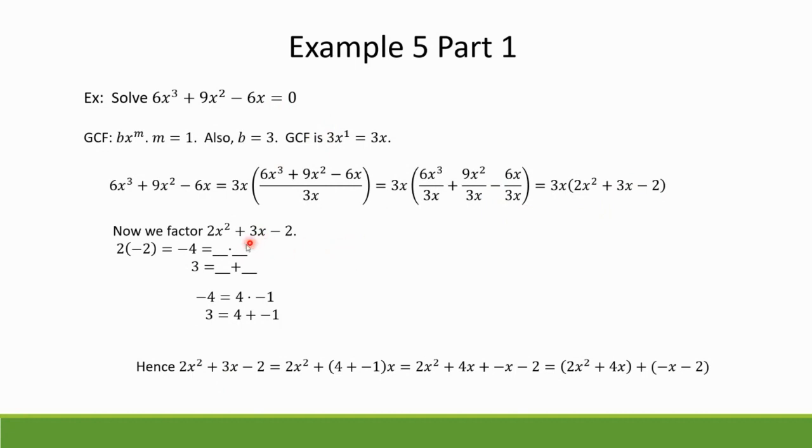But here, well, we do 2 times -2. That's equal to -4. So we want two numbers whose product is -4, but the sum is 3. 3 is the coefficient of x. Well, so what numbers do that? Even on an exam, you should be able to see that, oh, well, how about 4 and -1? So that's what we get.